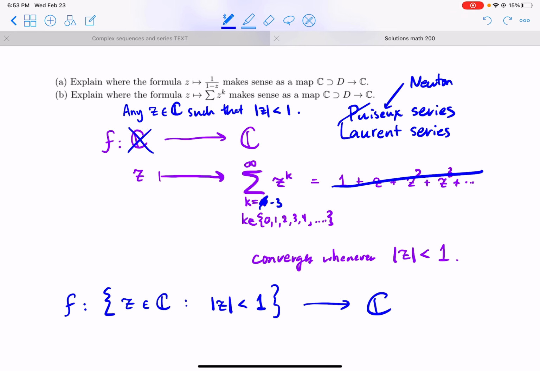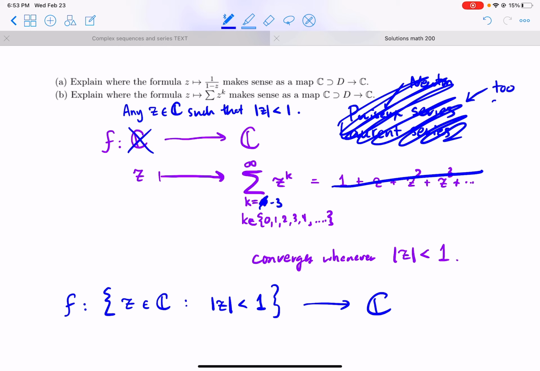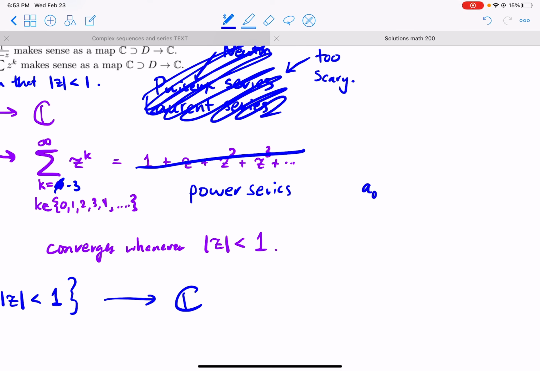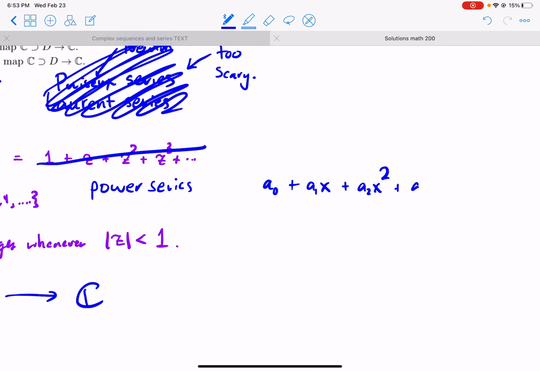But we're not doing that stuff because we're scared of it. Too scary. So we're only going to do power series. What do power series look like? They look like, well, we're allowed to put some coefficients in front of the powers of x. And those powers of x have to be integers. That's a power series.